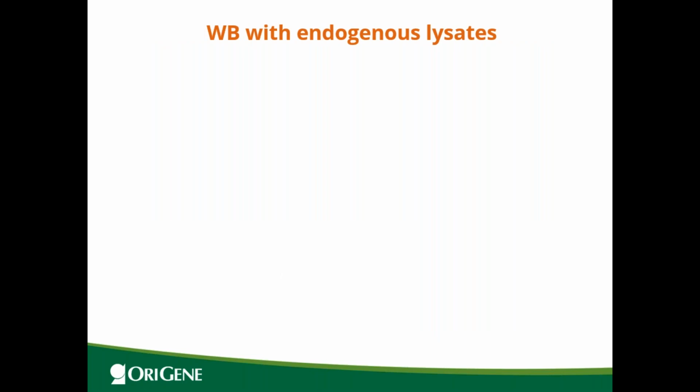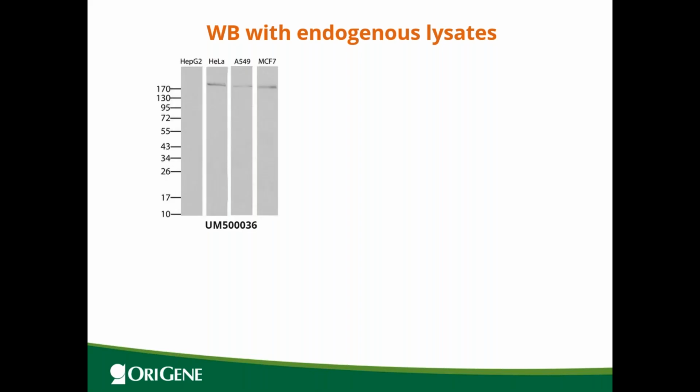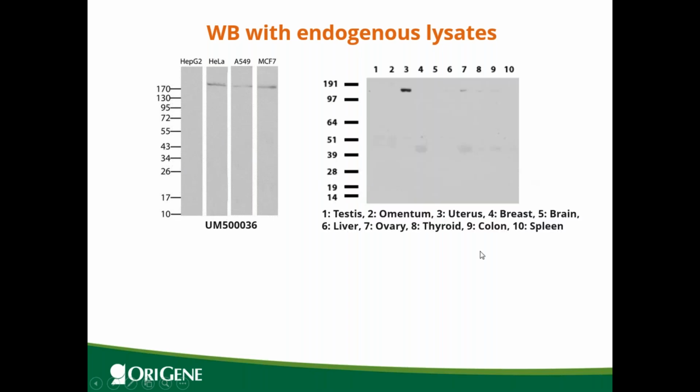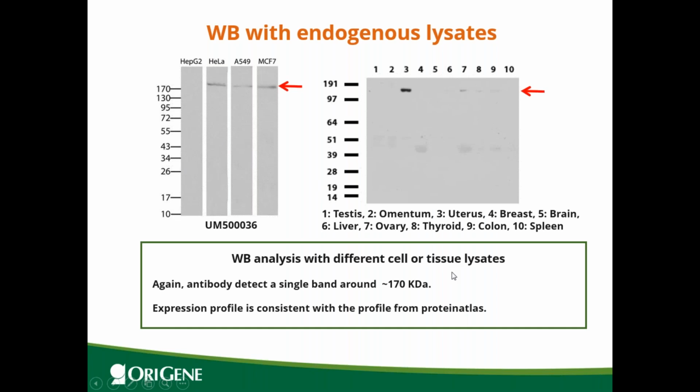In addition to the overexpression lysate, we also verify the specificity of antibodies with endogenous lysate in a Western blot analysis. So I'm showing here again the data from the same anti-Her2 antibodies. This antibody has been used to test the endogenous Her2 protein in different cell lines and also different tissues. From this data, you can see this antibody picks up the same Her2 band, around 170 kilodaltons, in the cell lines and also in the tissue lysate.